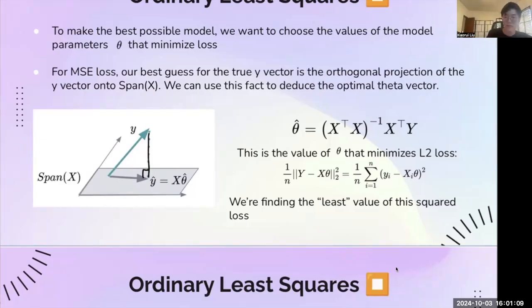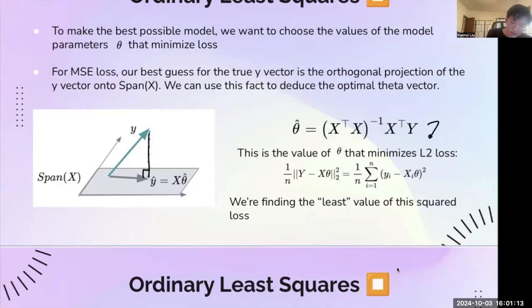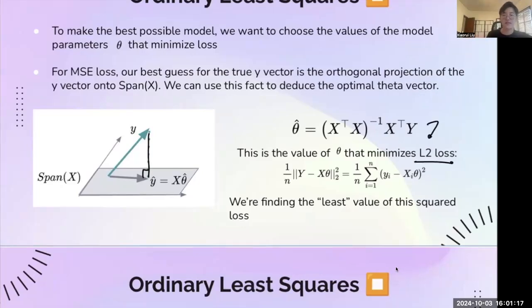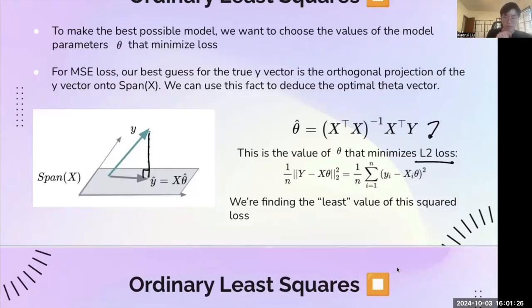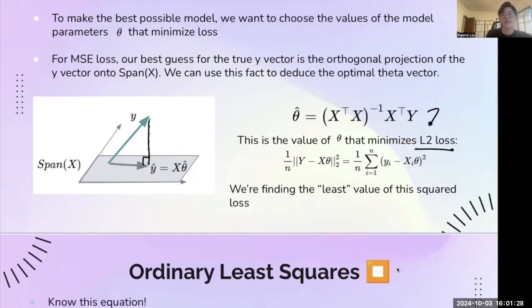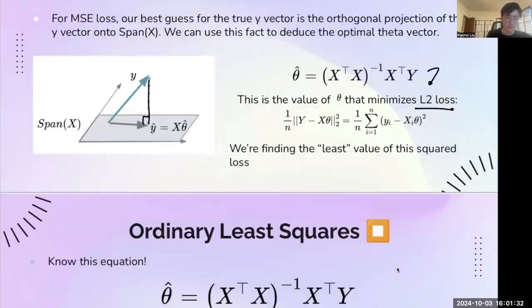It's also important to note that this closed form only applies if we're using L2 loss, and you'll see that derivation in lecture. What all of this math means is that we're finding the least value of this square loss. Pretty much, since we're minimizing the distance, this is our optimal solution for it.